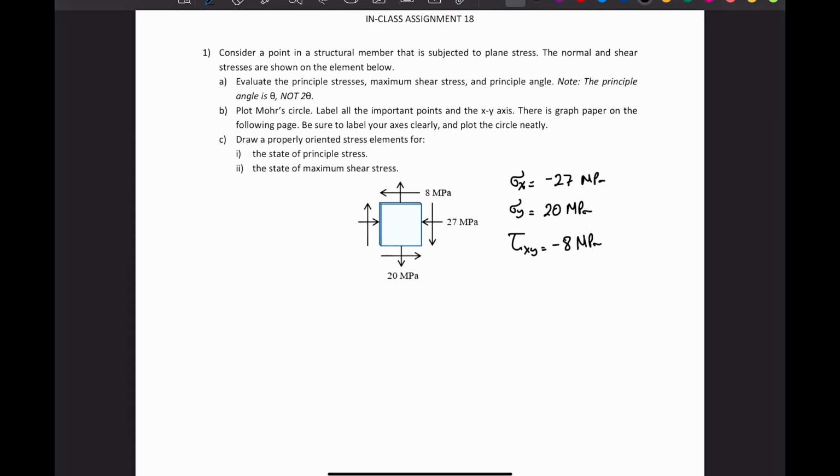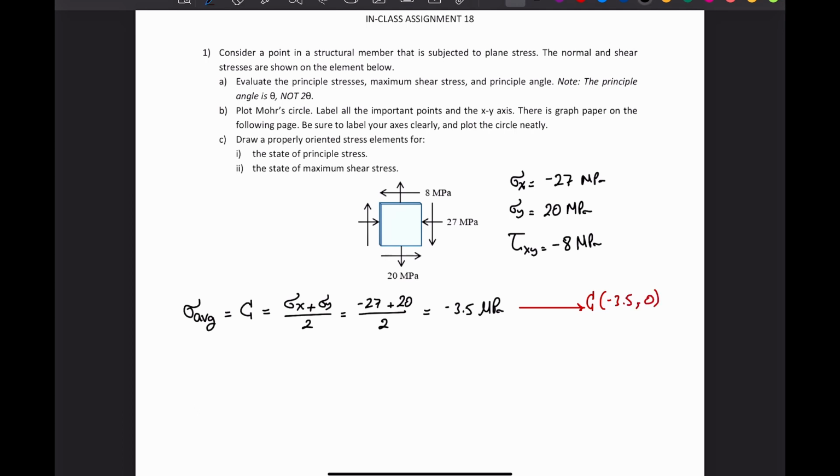So first of all, I want to find the sigma average. So sigma average was equal to C, which is the center of the Mohr circle, which is sigma x plus sigma y over 2. So sigma x is negative 27, I'm now reading from here, plus sigma y, which is 20, over 2. And I got negative 3.5 megapascal. And this is the first point in the Mohr circle. So this is gonna be C, which is the center of the circle, minus 3.5 and 0.